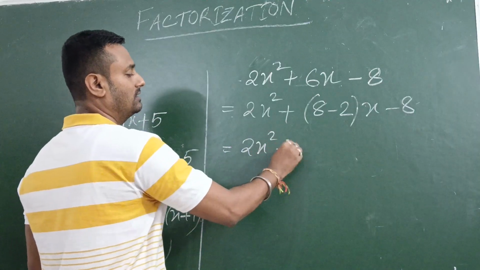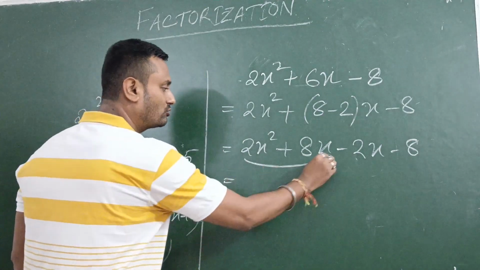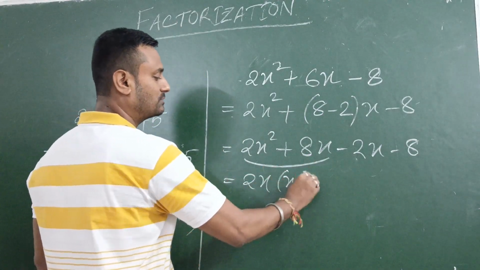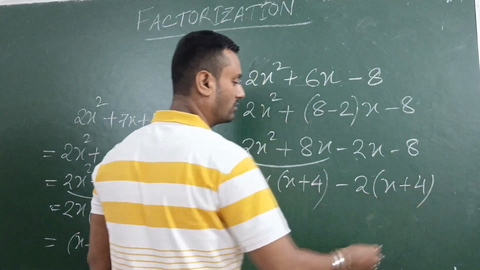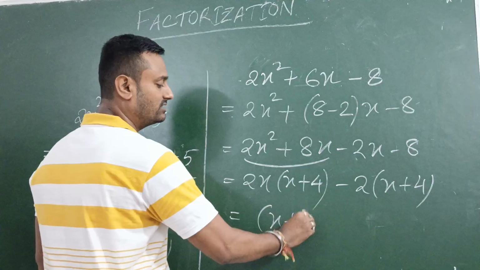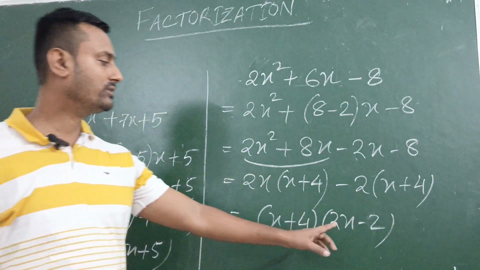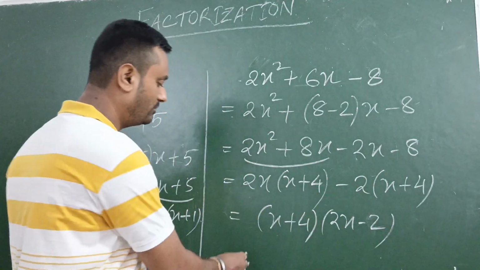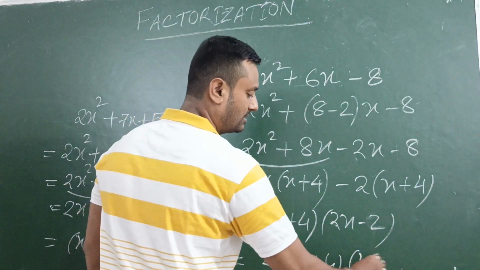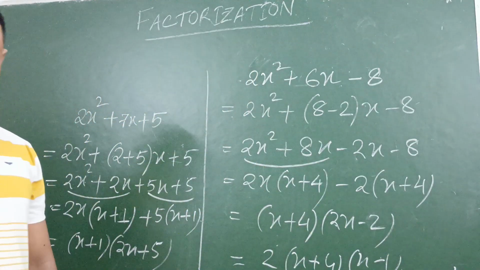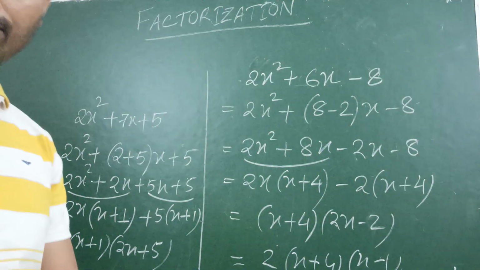So 2x square plus 8x minus 2x minus 8. From these two you can take common 2x, then x plus 4. And from this you can take minus 2, then x plus 4. Now you can take x plus 4 common, then it's 2x minus 2. Again from this you can take common 2, then the next step will be like this: if you take 2 outside, then it is x minus 1.